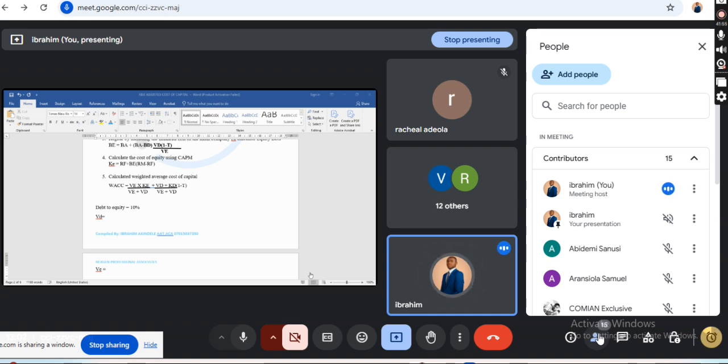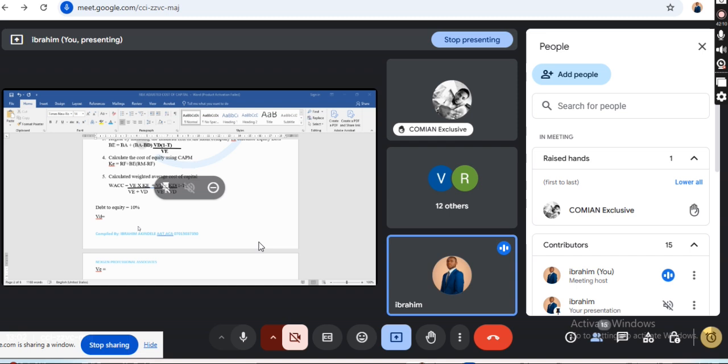Your denominator should be 100. Please take note, questions may come in different forms, and I will still show you another form. If you have debt to equity, your value of debt is 10, while your value of equity is 100.